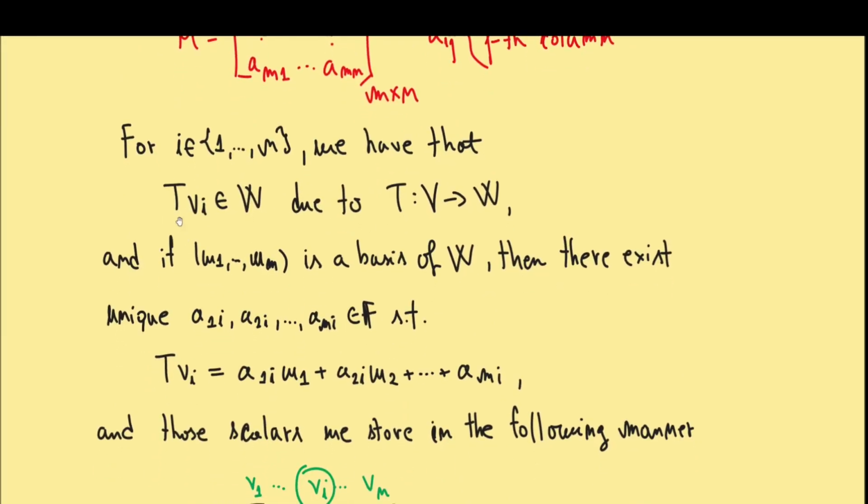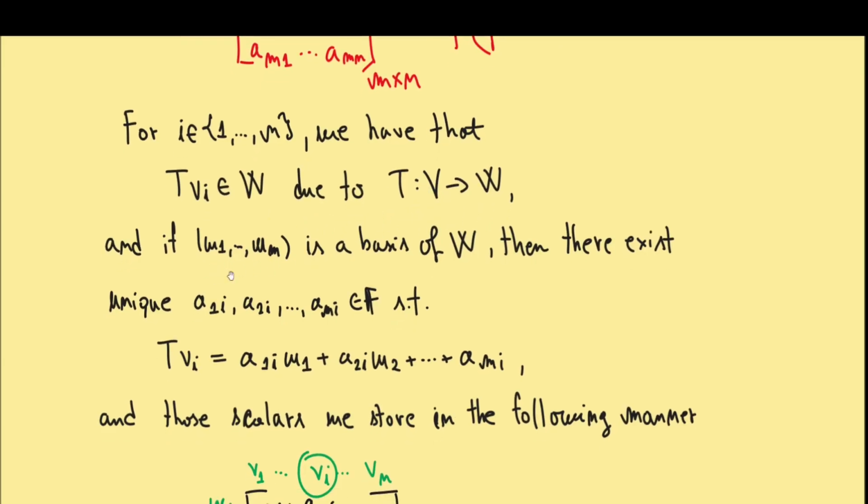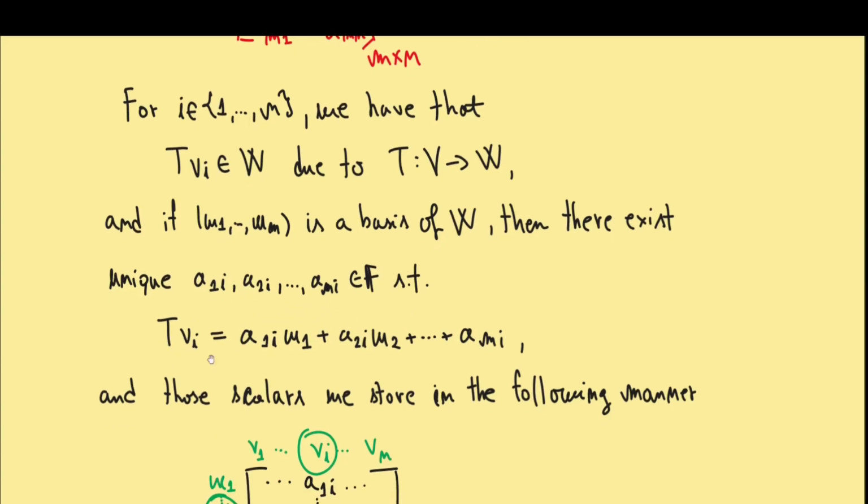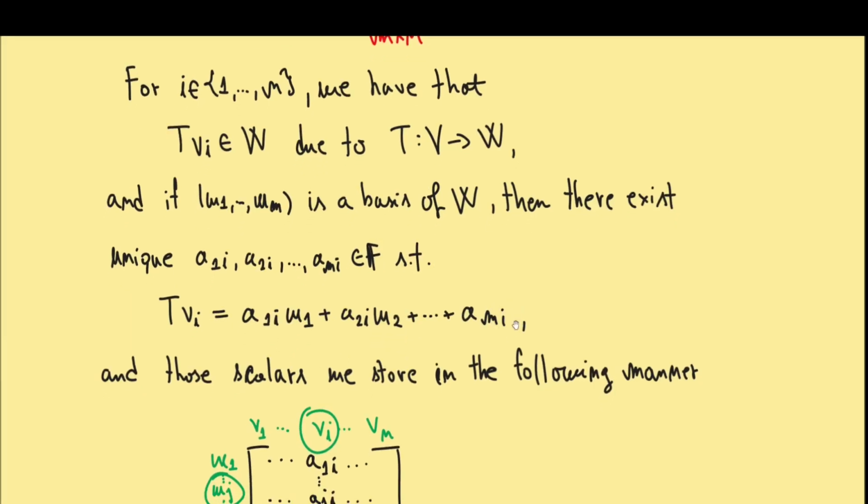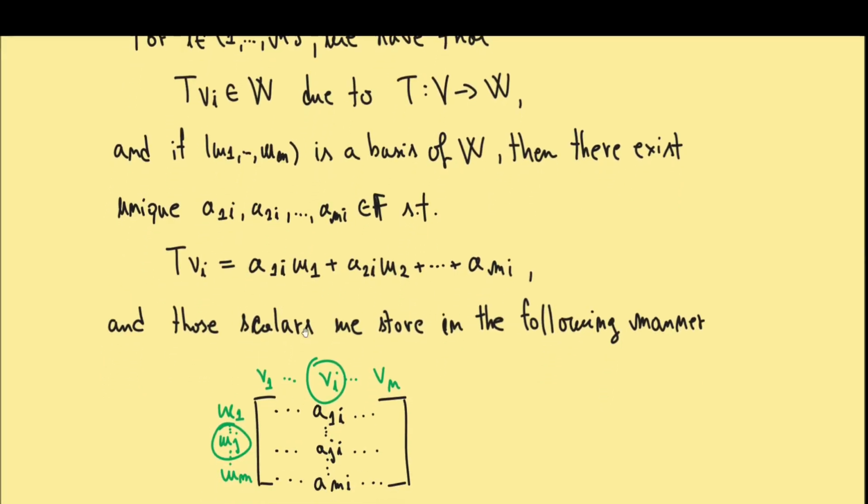Now, take some i from 1 to n, fix it. We have that T of v_i belongs to W due to T mapping elements from V to W. And if this list over here is a basis of W, then there exist unique scalars, which I will denote like this, with these indices over here, such that T of v_i can be expressed as this unique linear combination of the basis vectors. Here my last basis vector is missing, oh well.